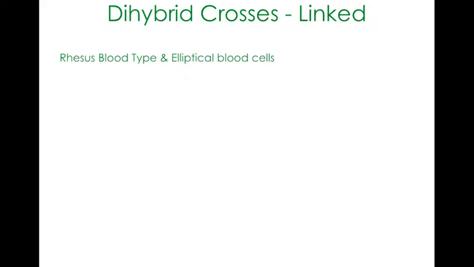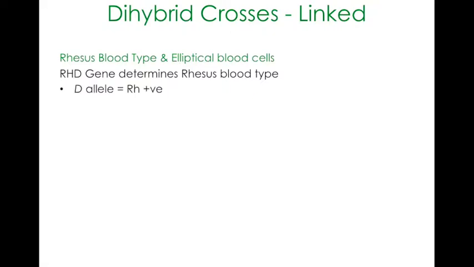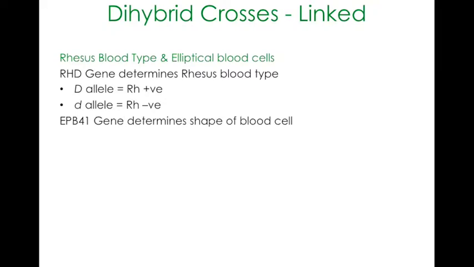Let's go with an example: rhesus blood type and elliptical blood cells. The RHD gene determines rhesus blood type. Rhesus is a particular type of antigen, similar to ABO, that sits on the blood cells. If you have a capital D allele, you have rhesus positive blood, meaning you have the rhesus antigen. If you have a lowercase d allele, you don't have the rhesus antigen at all, and you therefore have rhesus negative blood.